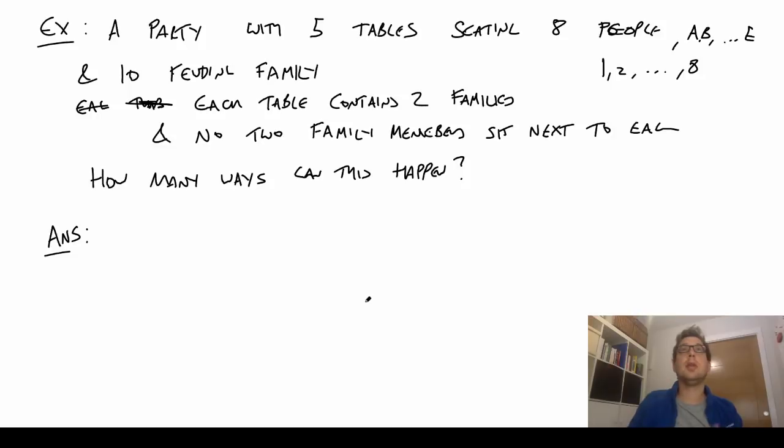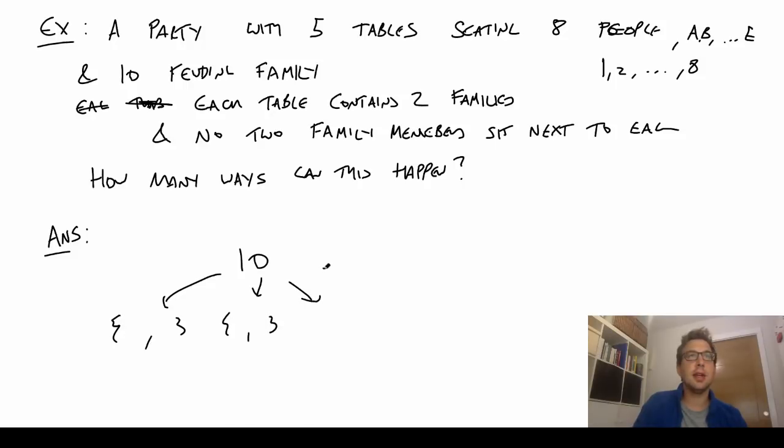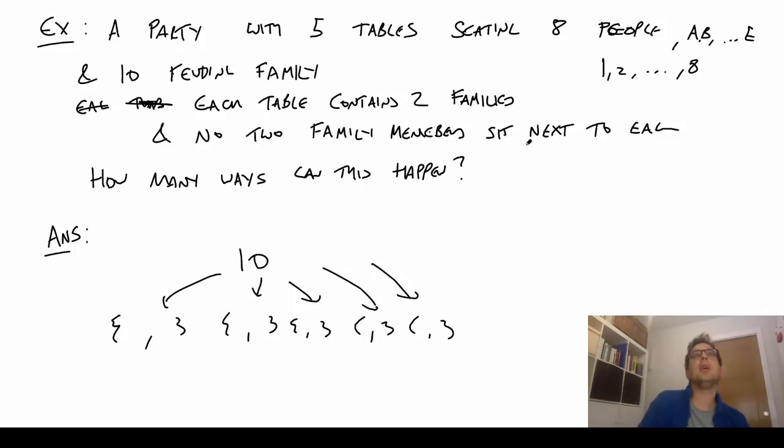Okay, so the first thing that we want to do is we essentially have our 10 families, and then we're going to put them in pairs. It doesn't matter what order they go in, into the different tables. Essentially we're going to break this question down into 2 parts. One question about the tables, another question about the layouts of the individual tables.